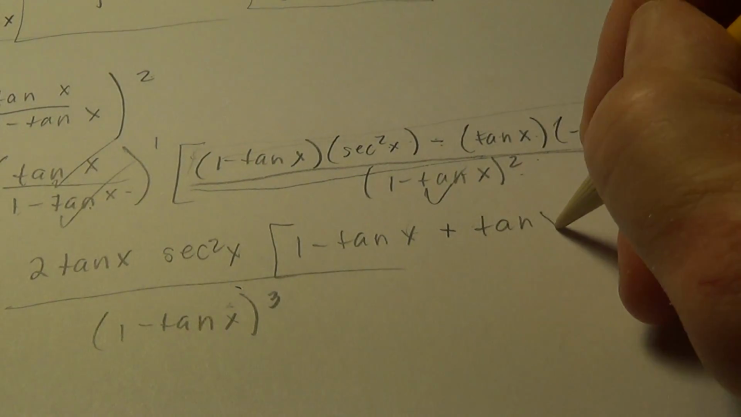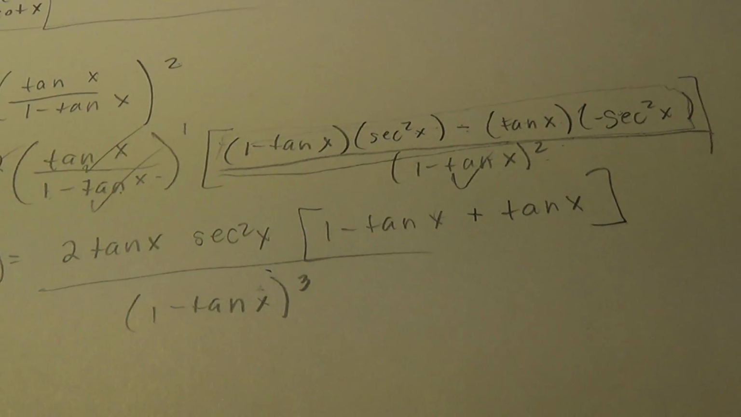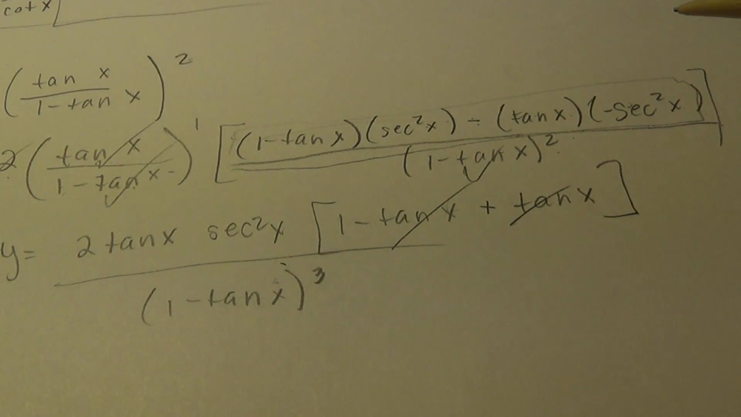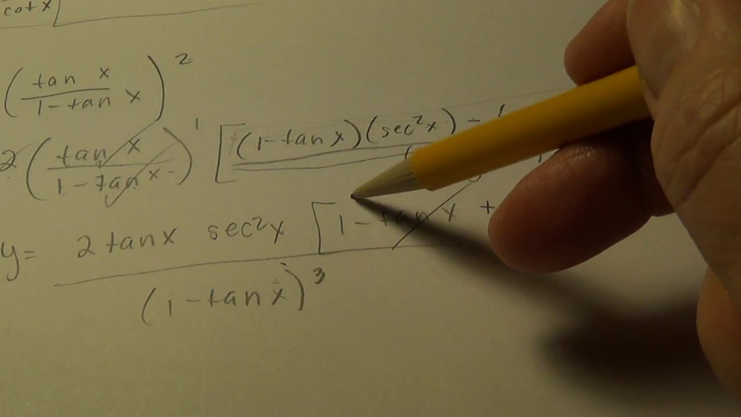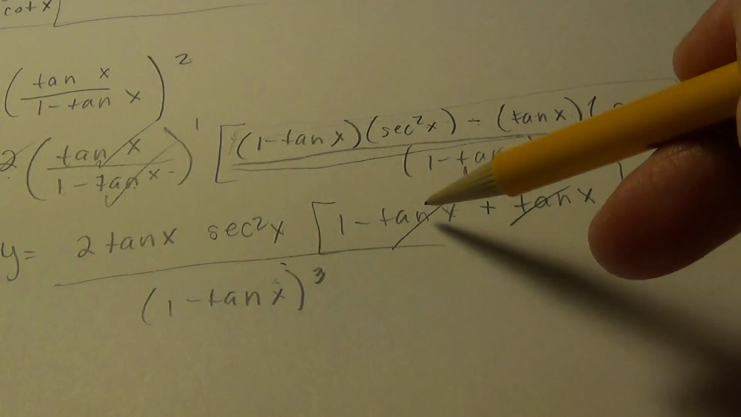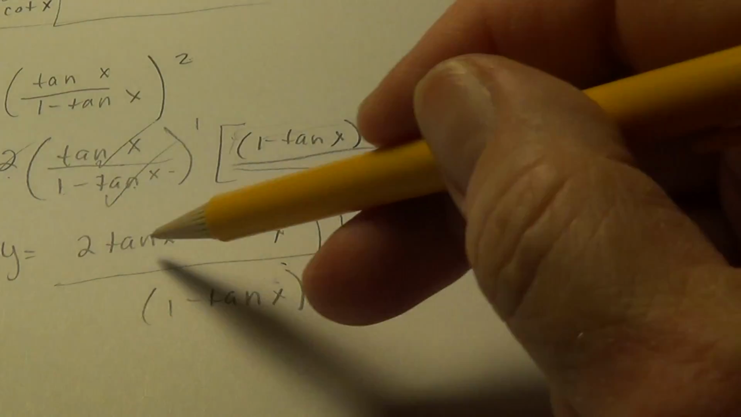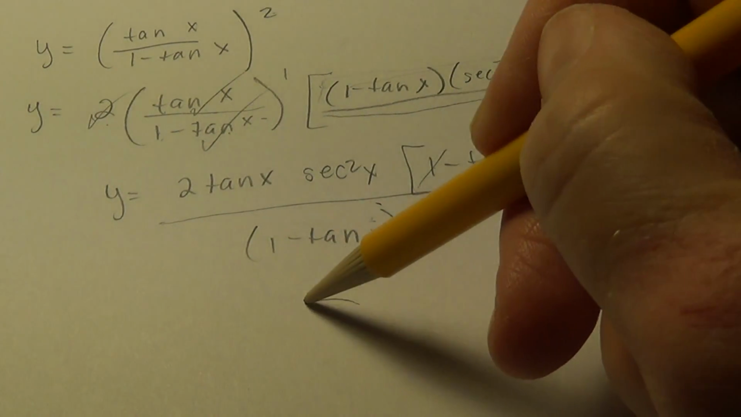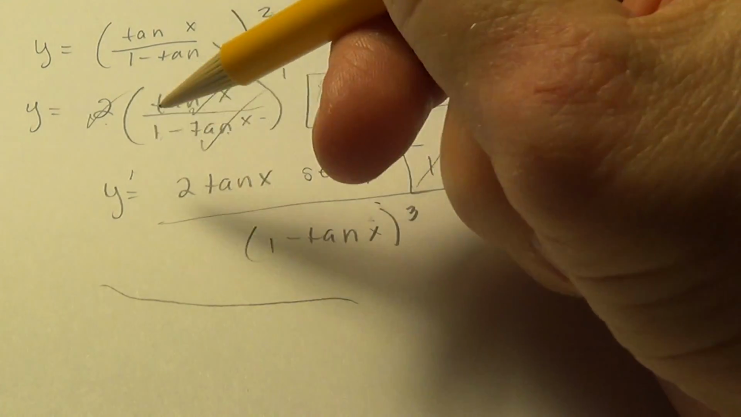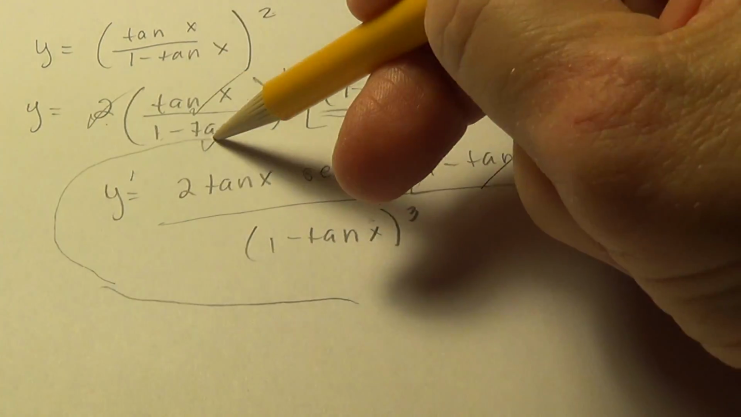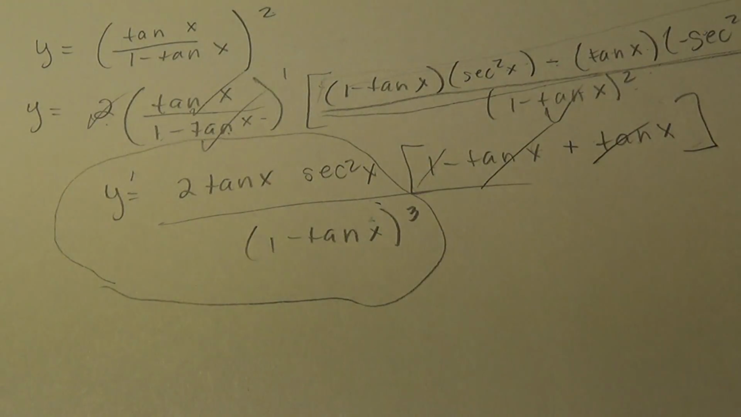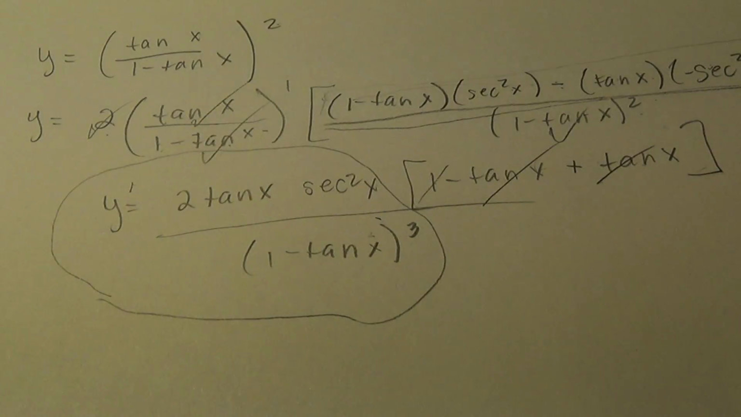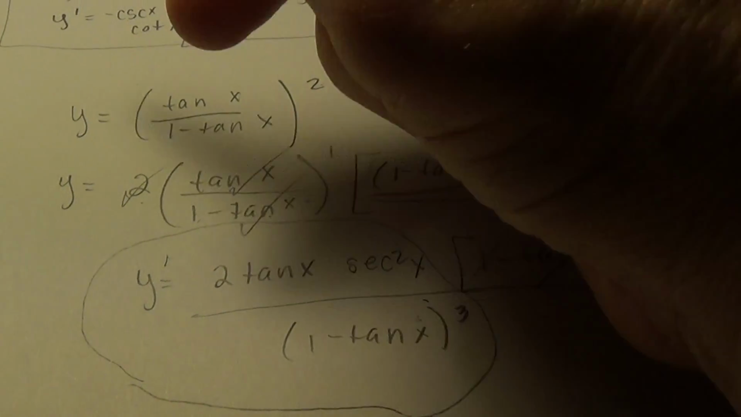Well, that's cool. Alright, you see, usually when you factor, things cancel out. So we get a minus tangent and a positive tangent in this expression, which cancel out, and we have a 1 times this, so we won't worry about the 1. So I end up with y prime equals 2 tangent x secant squared x over 1 minus tangent x quantity cubed.